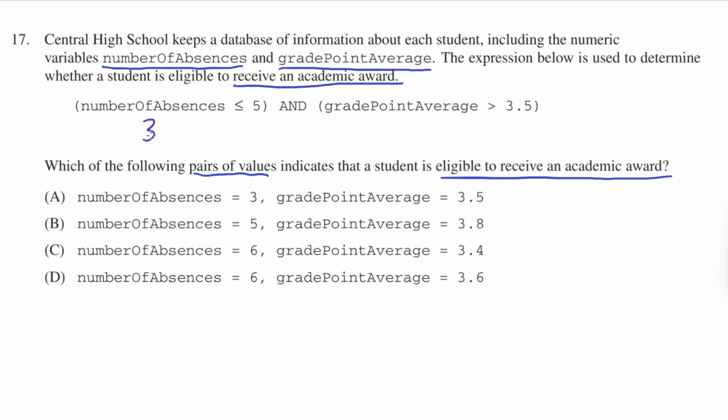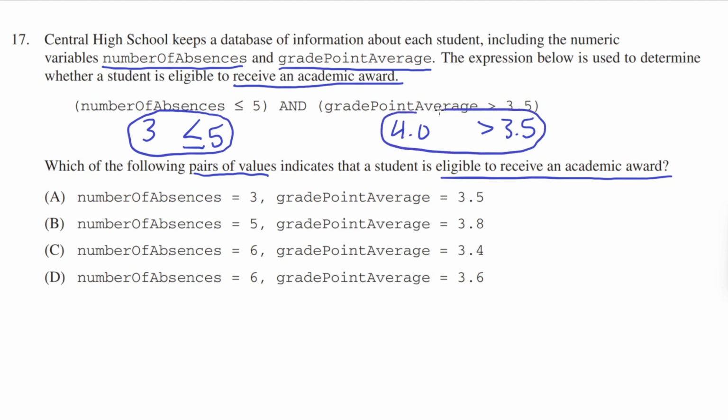So a student with 3 absences, that's less than 5, and a student with a grade point average of a 4.0, that's greater than 3.5. Since both of these expressions are true on both sides of the AND statement, that means the AND statement returns a true or a 1, meaning that the student is eligible to get an academic award.